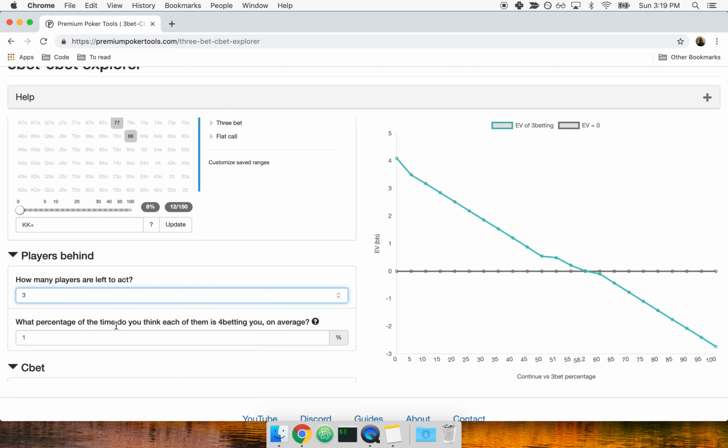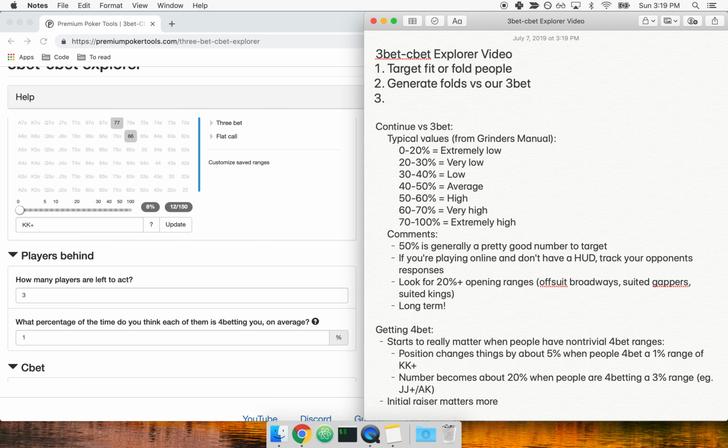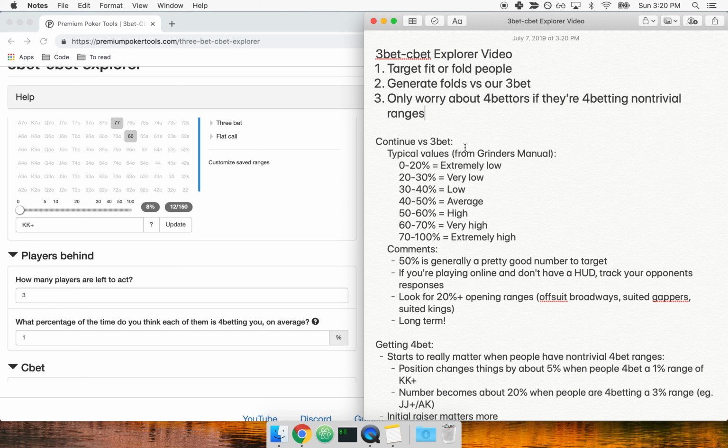And then finally, about worrying about the 4-betters, where was that? Here we go. We only need to worry about 4-betters when they 4-bet light. So only worry about 4-betters if they're 4-betting something that's non-trivial. If they're 4-betting a trivial range, we don't have to worry so much about the people who are behind us.